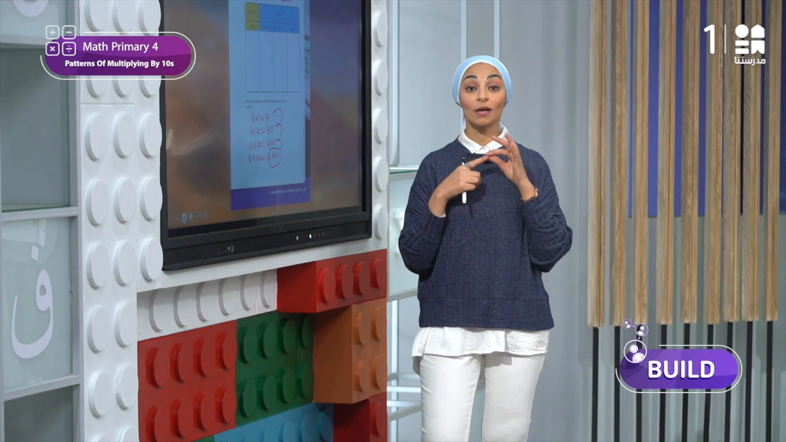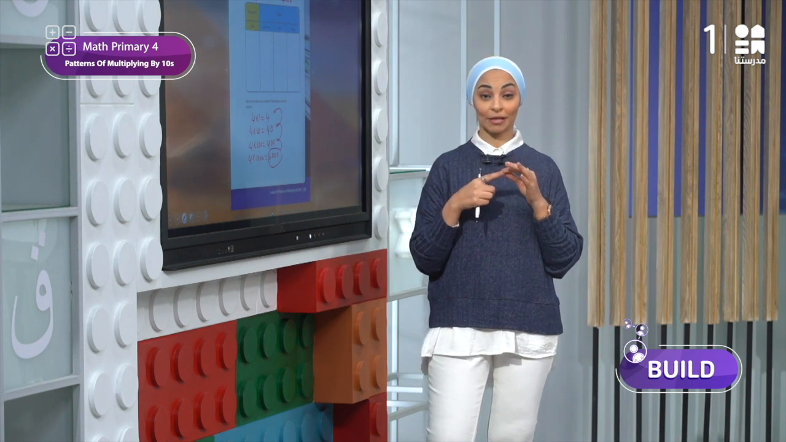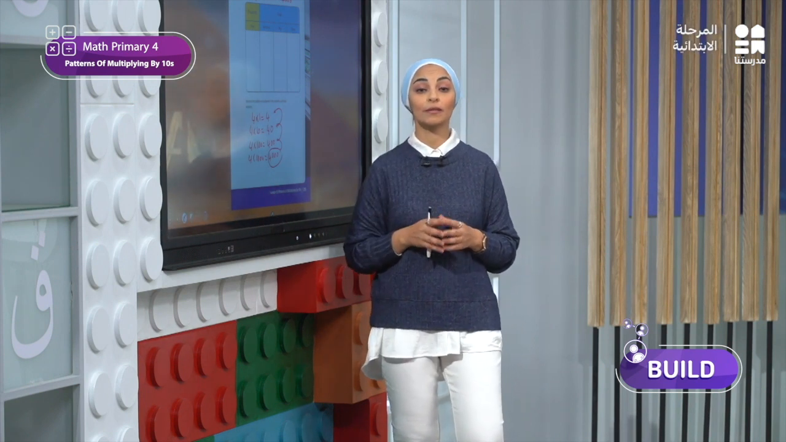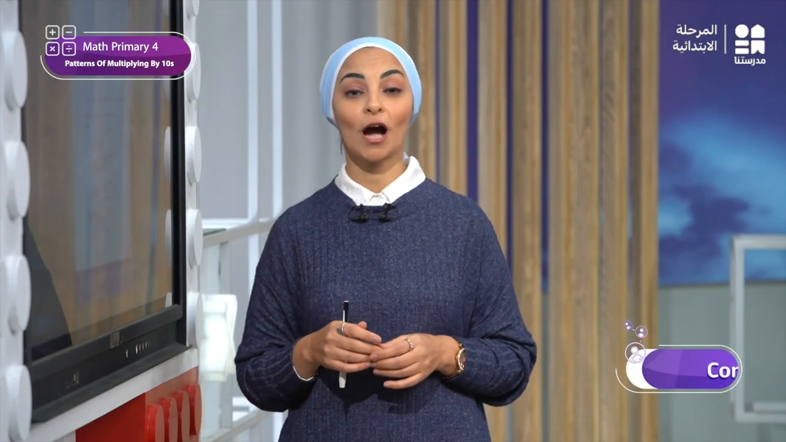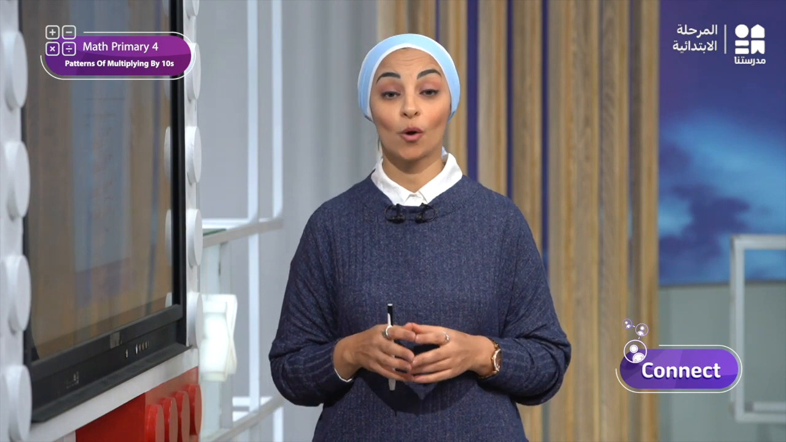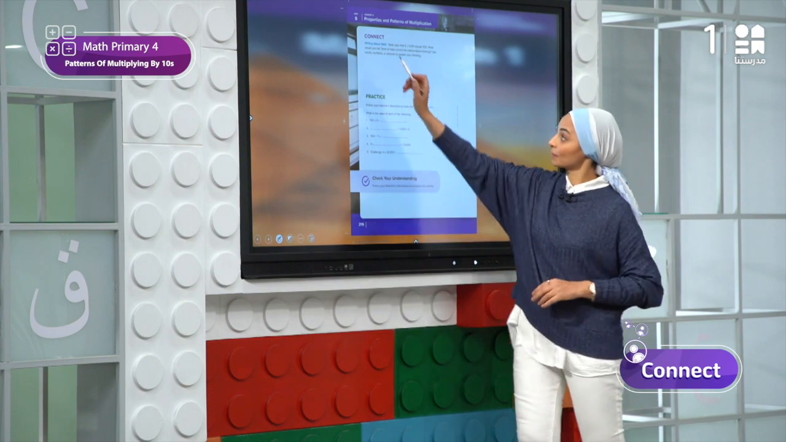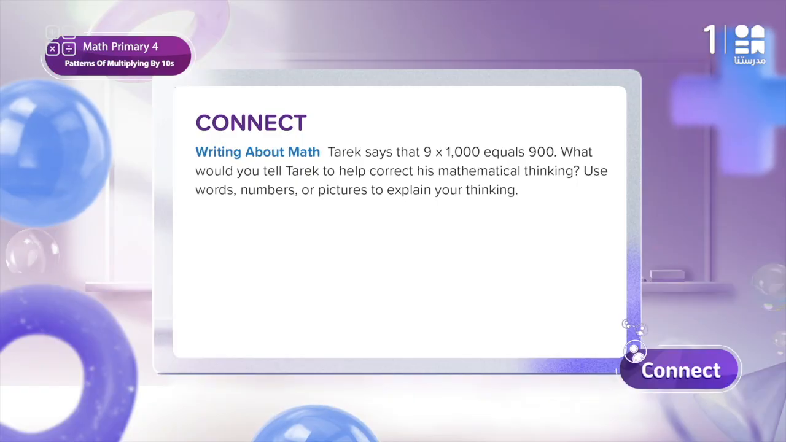The second one, the zero property of multiplication. This pattern will help us in multiplication, especially with finding multiples mentally and effectively. Now, let's move to the Connect part, page 216. Let's move to Connect part. This is Connect part, page 216 in your school book.